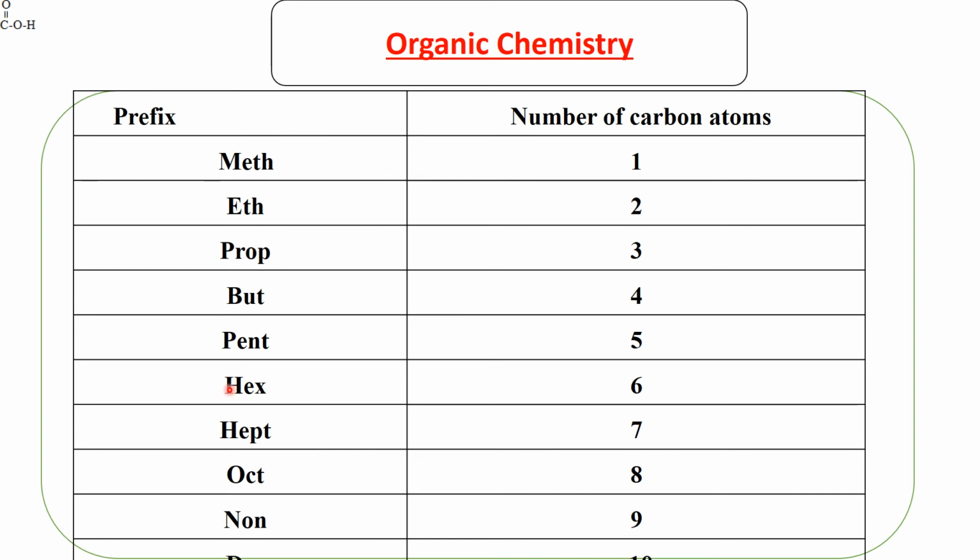Let's take a look at some examples of prefixes. These prefixes are derived from Greek and the likes, so you need to know them. The word meth means one carbon atom. The word eth means two carbon atoms. The word prop means three carbon atoms. The word but means four carbon atoms. Pent is five carbon atoms. Hex is six. Hept is seven. Oct is eight. Non is nine. And dec is ten.